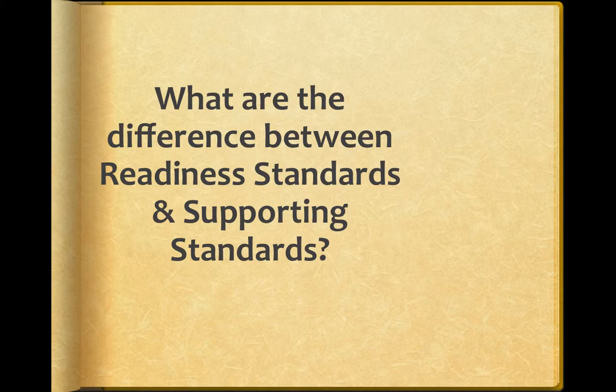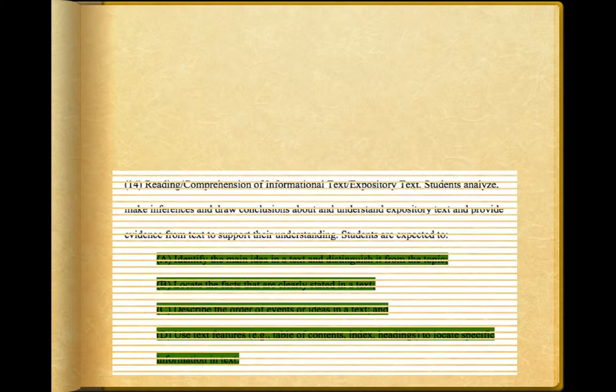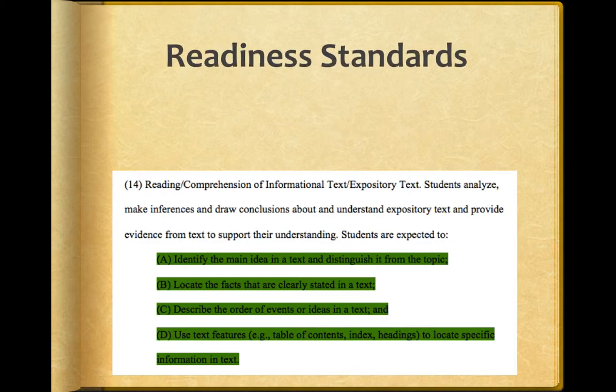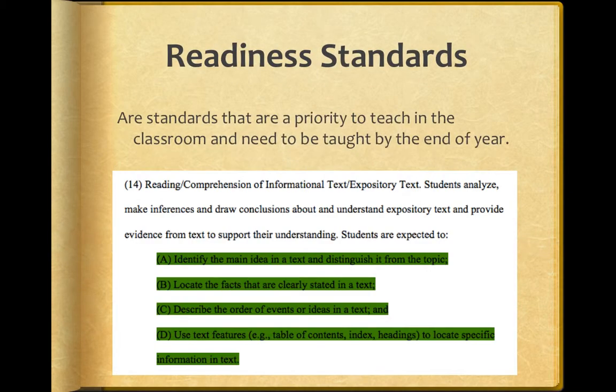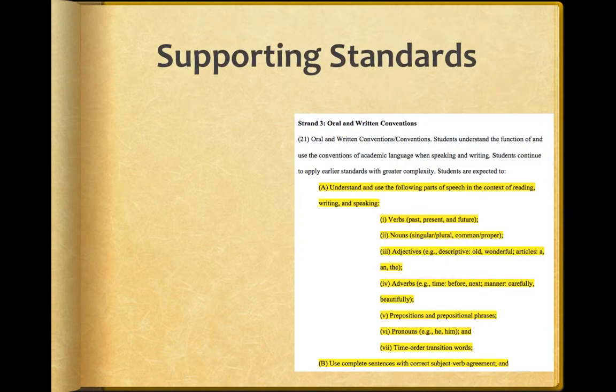What are the differences between readiness standards and supporting standards? What is highlighted in green is considered a readiness standard. These are standards that are a priority to teach in the classroom and need to be taught by the end of the year. These standards are what will create success for students in second grade, and it prepares them for third. What is highlighted in yellow is supporting standards.